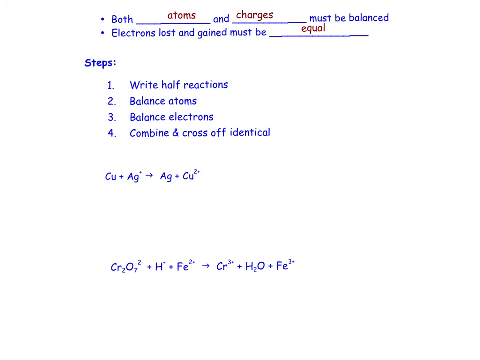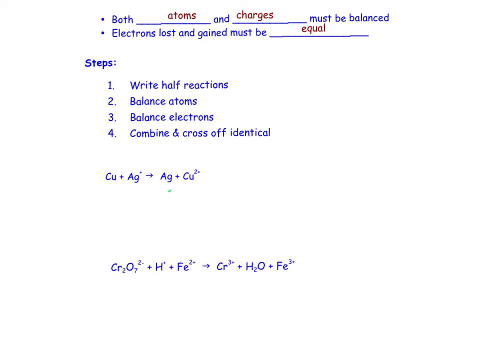And the last thing in this section is balancing half reactions. So to balance a half reaction, like we do with any other type of balanced equation, we have to obey the law of conservation of matter. So atoms and charges have to be equal. And a lot of times these are going to be net ionic equations. So first we want to write the half reactions.